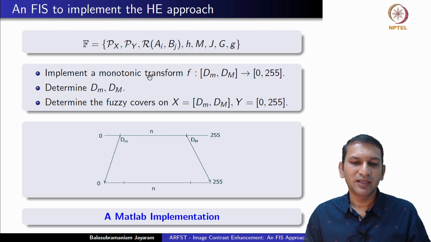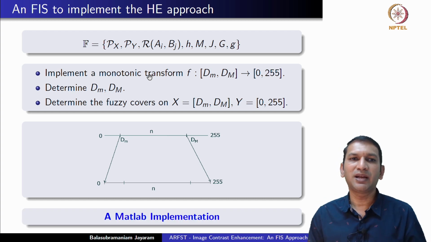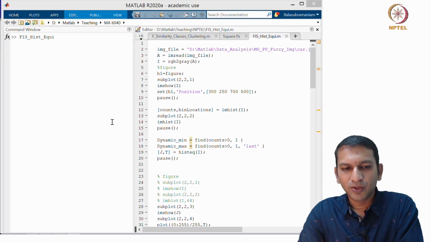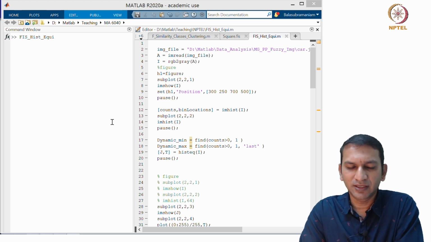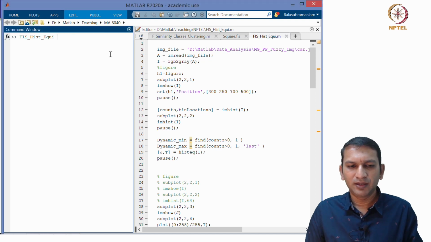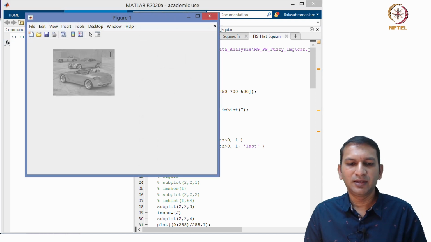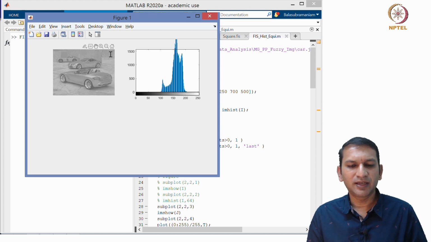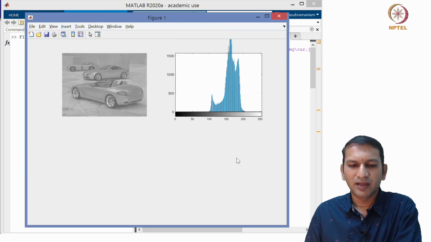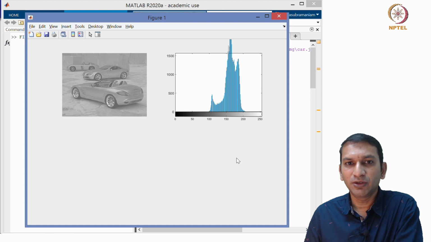How do we do this? Let's look at a particular MATLAB implementation of this idea. Well, let us look at one particular implementation of the idea that we just discussed. Let us consider the image of the cars that we have seen. There is the corresponding histogram of pixel intensities. Let us apply histogram equalization on this.